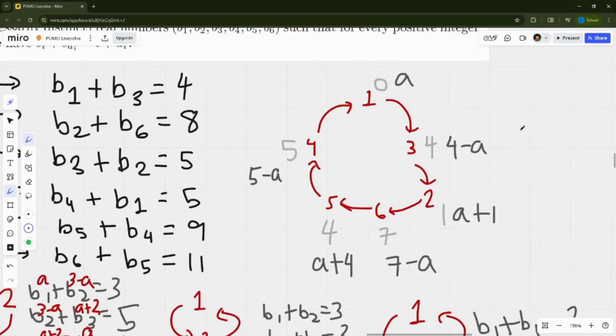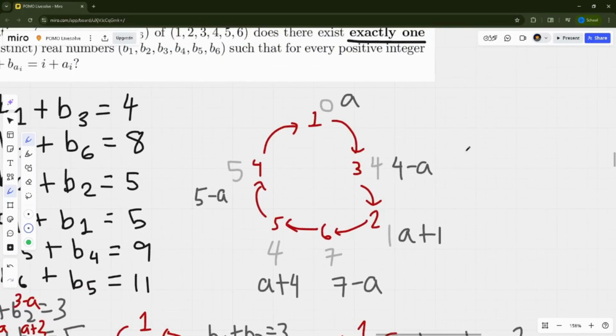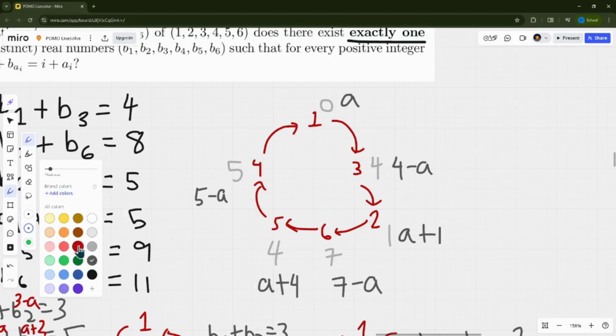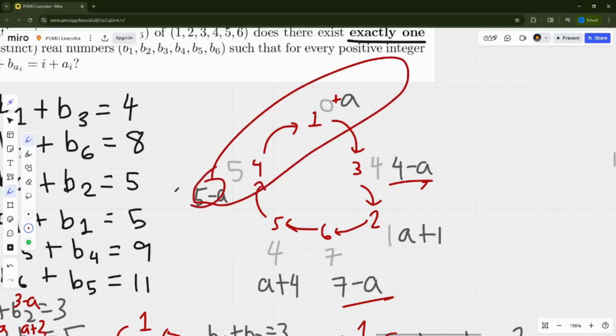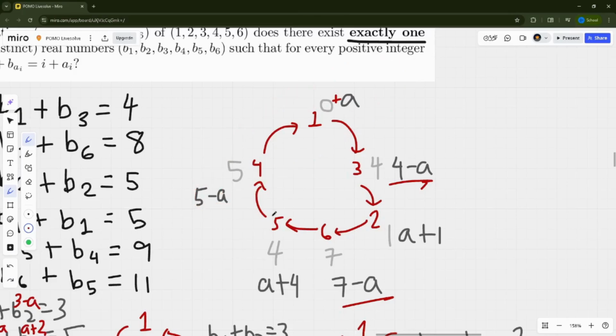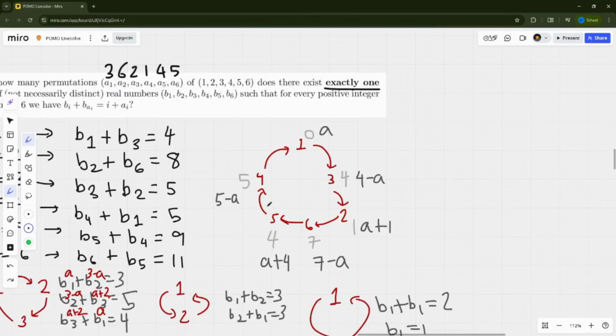And if you're still not convinced why it should be odd cycles, if you notice in this even cycle, if you let this be a, it alternates between something plus a, minus a, plus a, and then minus a, plus a, minus a. So this last part here will have minus a with a plus a, which will cancel each other. So which is why we need the cycles to be odd.